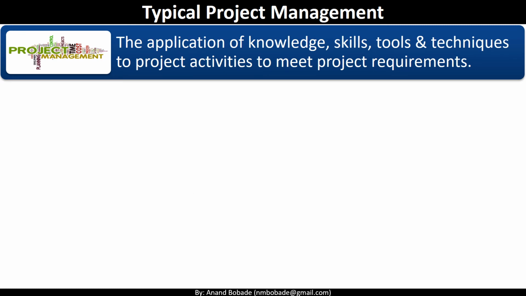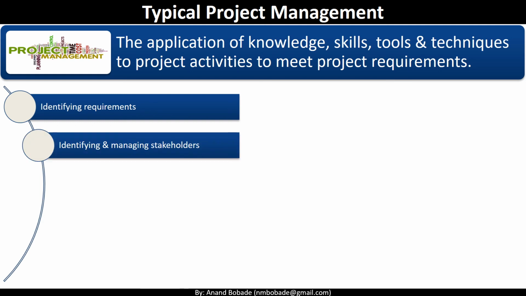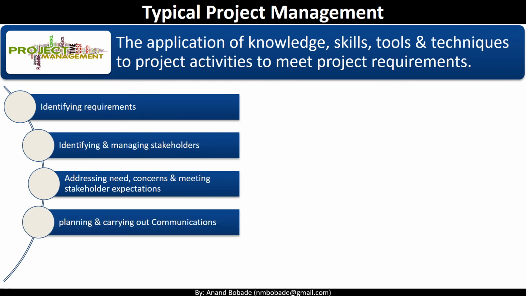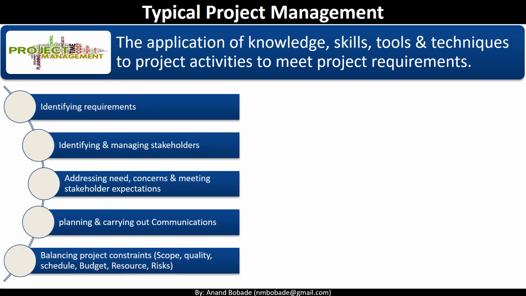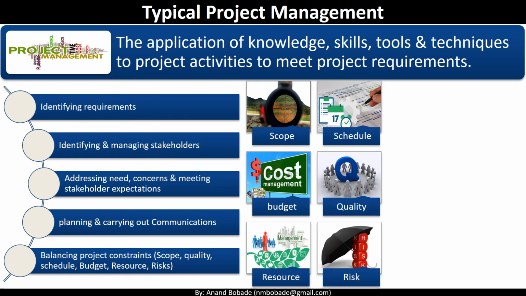Typical project management involves identifying project requirements, identifying and managing stakeholders, addressing stakeholder needs and concerns, meeting stakeholder expectations, planning and carrying out communications. Project managers spend a lot of time balancing project constraints. So PMI talks about 6 competing project constraints, which are scope, quality, schedule, budget, resources, and risk.